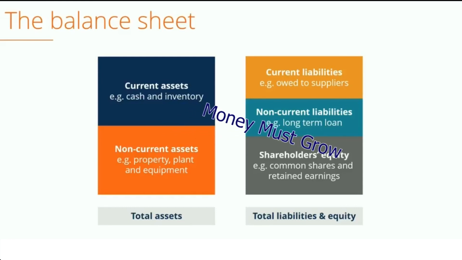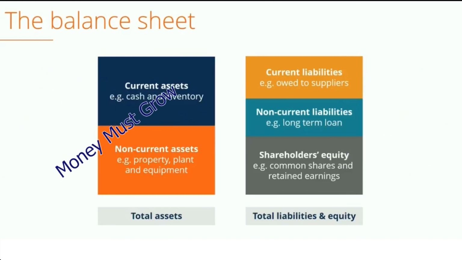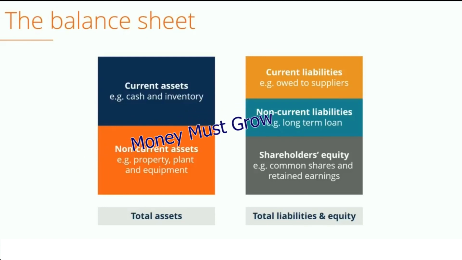So retained earnings is essentially a running total that shows how much profit the company has generated, less any losses, and less any dividends that have been paid out. At the end of the day, the total shareholders' equity value must be equal to the total assets minus the total liabilities.